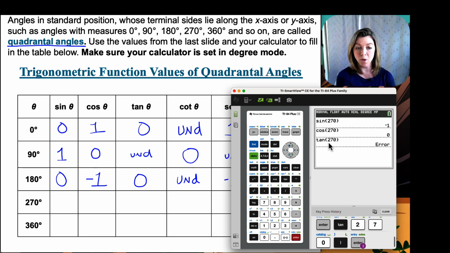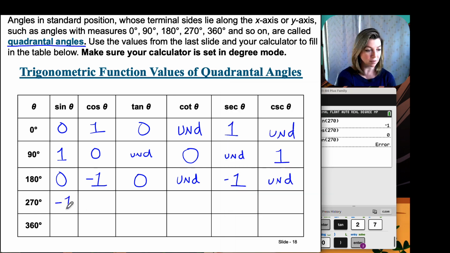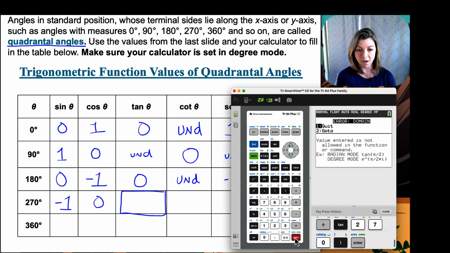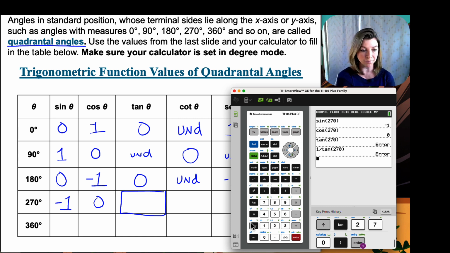So I'm going to come back to tangent of 270. So let's do this. Let's fill in our -1, our 0, and we're going to come back to this one, okay? No problem. Let's keep moving though. We'll need cotangent of 270 degrees. Let's see if we can get that. 1 divided by tangent of 270. This isn't going to give us a value either. Same domain error. No problem. We're going to come back to that one.